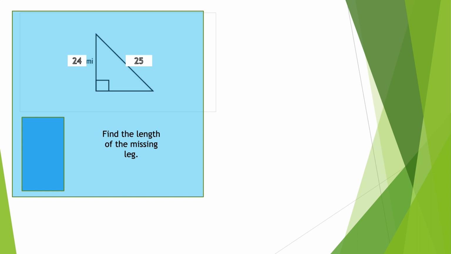So remember, the Pythagorean theorem says that leg squared plus leg squared equals hypotenuse squared. Now, what's a leg and what's a hypotenuse? The hypotenuse is always across from the right angle. The legs make up the right angle. So the missing side is the variable, x or n, and that's for a leg. And then a leg is 24, and the hypotenuse is 25.